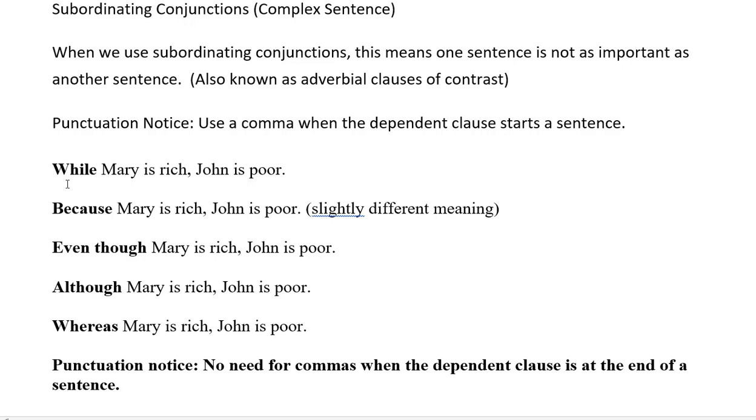So here, when you have a subordinating conjunction, you need an independent clause to complete the idea. So while Mary is rich, John is poor. Because Mary is rich, John is poor. Even though Mary is rich, John is poor. Although Mary is rich, John is poor. Whereas Mary is rich, John is poor. And these are all different ways of saying but. That's the whole point of this. So you can have transition words of opposition in a complex sentence.